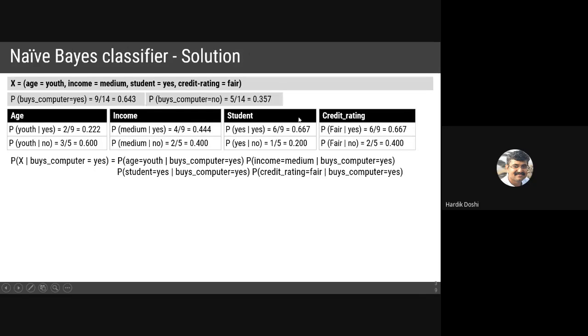So X given H is the product of the individual attributes with their particular hypothesis. Age, income, student, credit rating. Check out, for age youth, buys computer: 0.222, multiplied by income medium with yes, 0.444, student yes, buys computer yes, 0.667, into credit rating fair, 0.667. So we get 0.044.